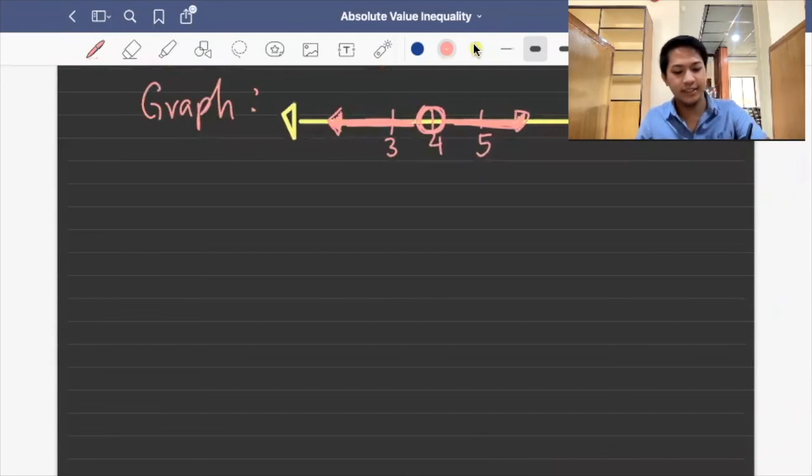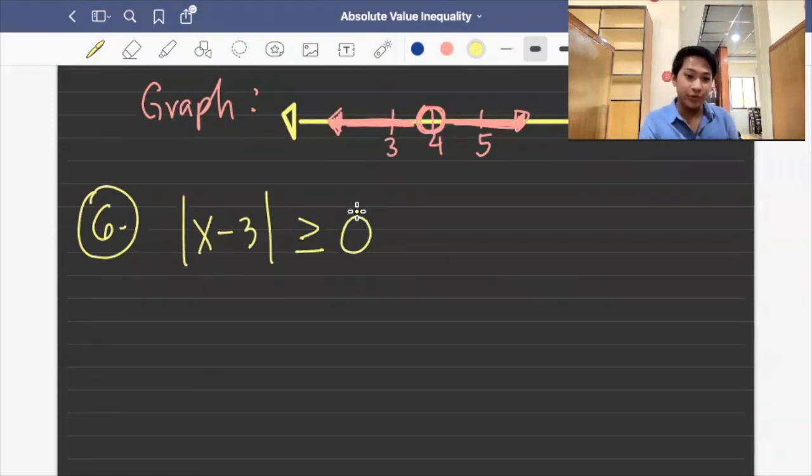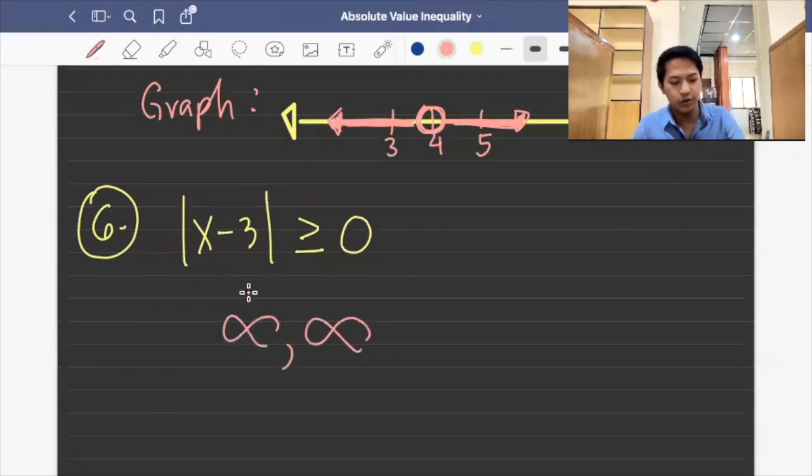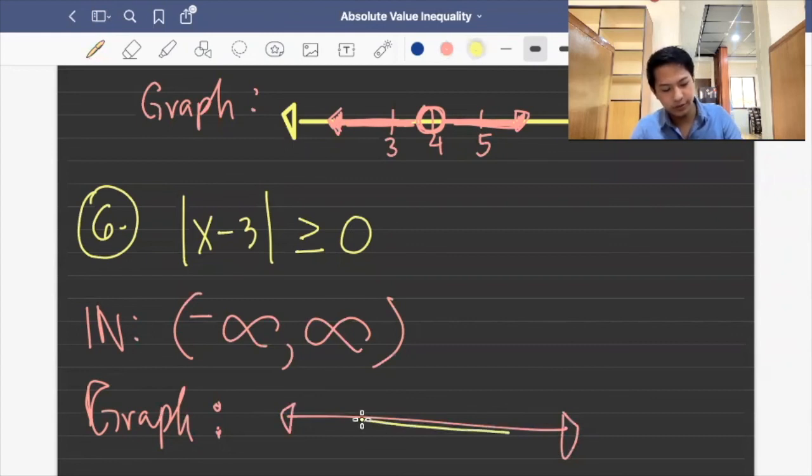All right, let's have number 6. We have the absolute value of x minus 3 is greater than or equal to 0. Right? In this case, this is already glaring, right? We know this is the exact definition of our absolute value. The absolute value is always greater than or equal to 0. So in this case, no matter what the value of x is, we are guaranteed that the inequality is always true. Thus, the solution is all real numbers, okay, because it's greater than or equal to 0. So our solution set is all real numbers. Okay, that's our IN and our graph. You know that already. And graph all real numbers. So just everything on the number line.